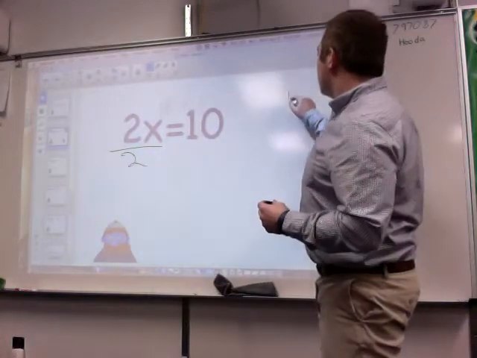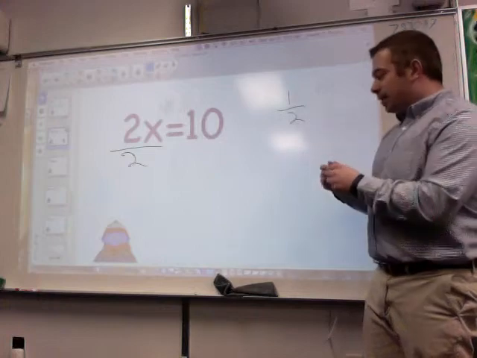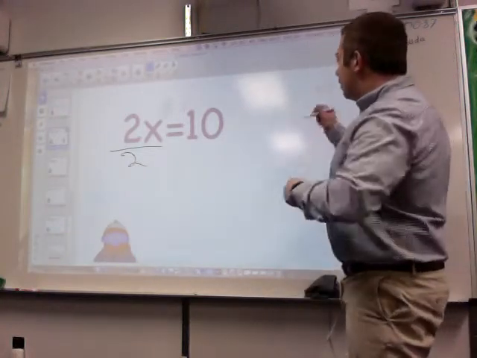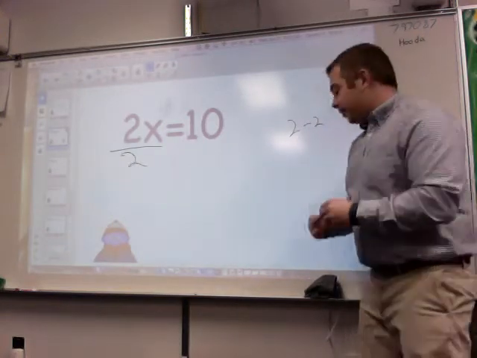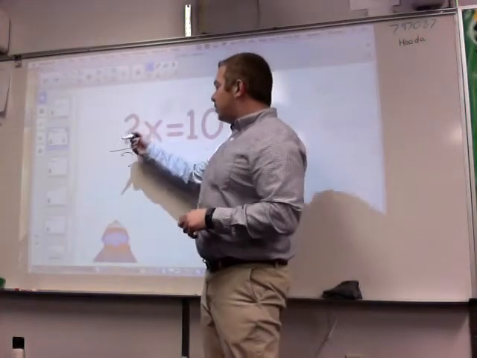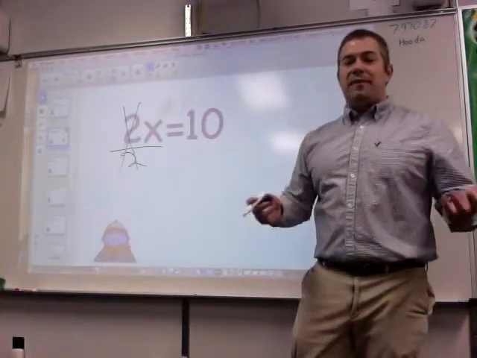And remember, a fraction like 1/2 is the same thing as saying 1 divided by 2. I want you to divide by 2 like that. I don't want you to put 2 divided by 2 over there. I want you to make it like a fraction division problem. So, if I divide 2 by 2, they just cancel out. X is going to be left all by itself.